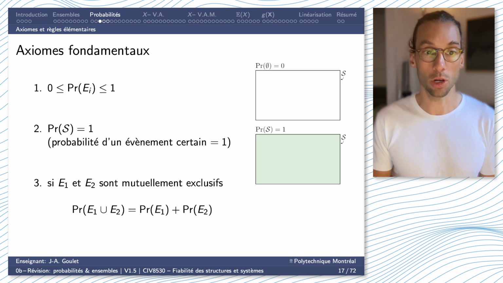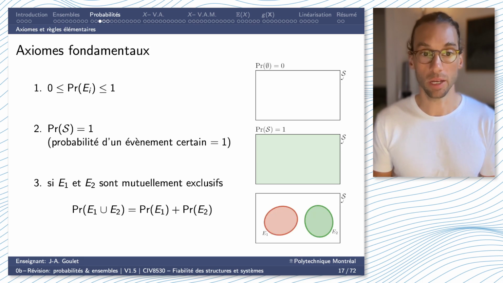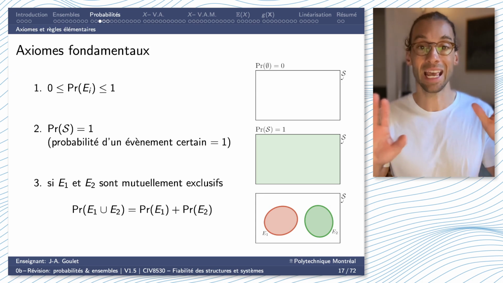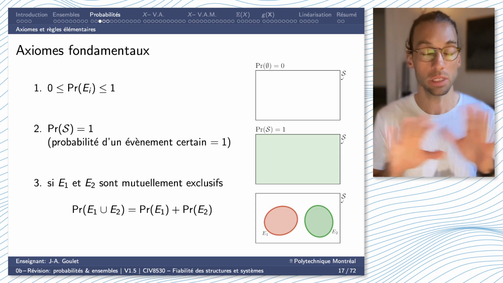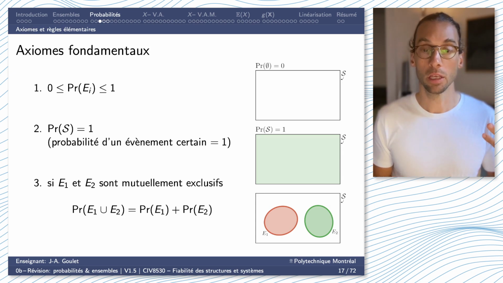If we have two events that are mutually exclusive, we can say that the probability of the union E1 union E2 is going to be the sum of the probabilities, because if they are mutually exclusive, they cannot happen together. So the probability for the union of both is simply the sum of the probability for each event taken separately.